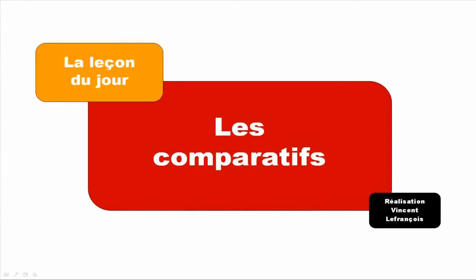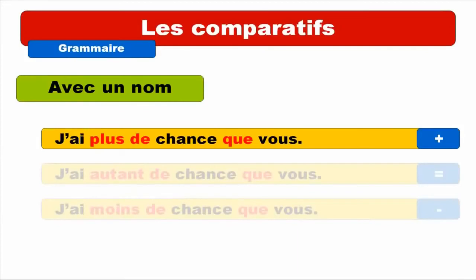Hi everyone, bonjour à tous and welcome to la leçon du jour. So today we will see together les comparatifs. So if you want to compare, first situation is if you want to use a name, un nom. In this case you will get j'ai plus de chance que vous. So you've got to use this plus and then preposition de and a little bit after que.